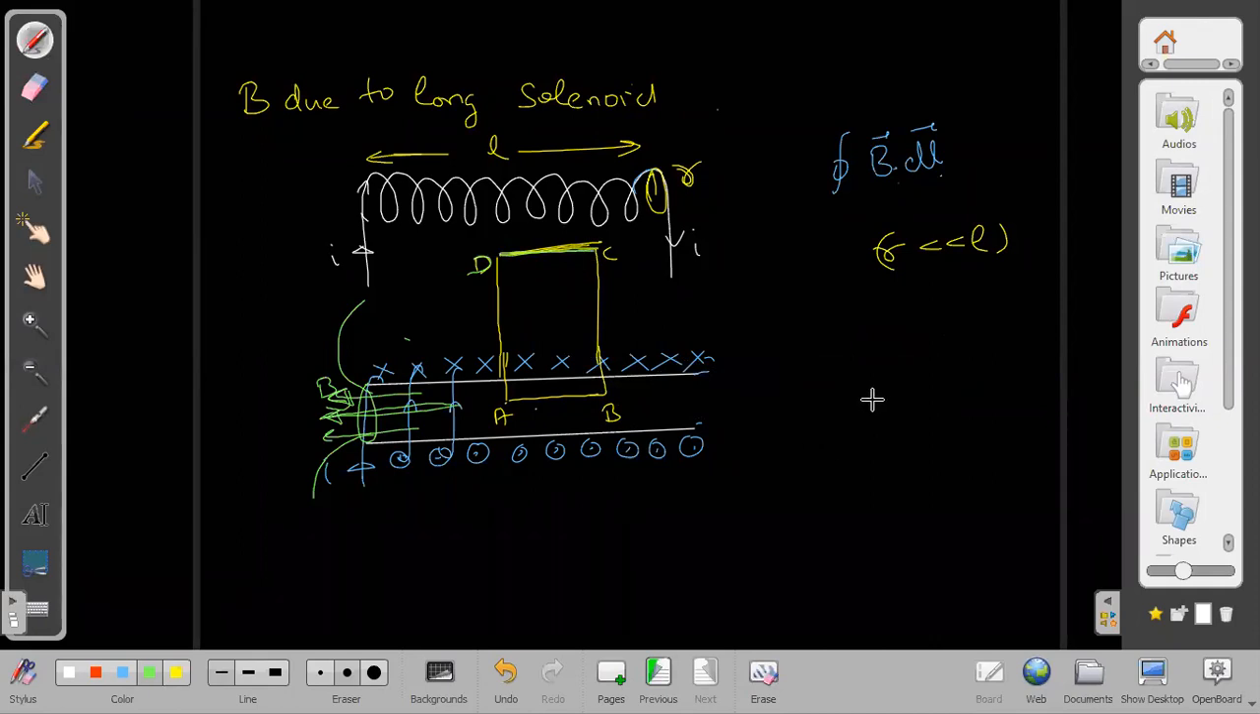Yes, I have another way to prove it also. What is this solenoid actually? This solenoid is nothing but current carrying loops. If it has a total of n turns, then what is the magnetic moment of the solenoid? The magnetic moment of the solenoid will be n times I times A, which is n I pi r square.